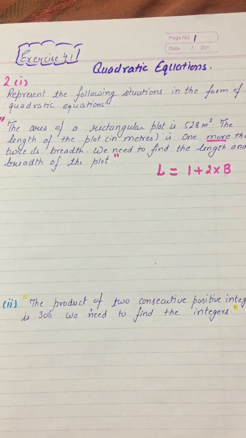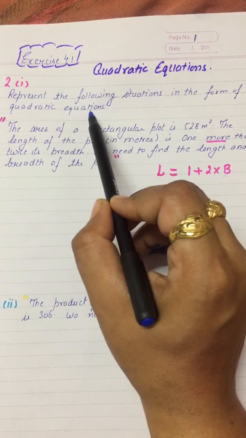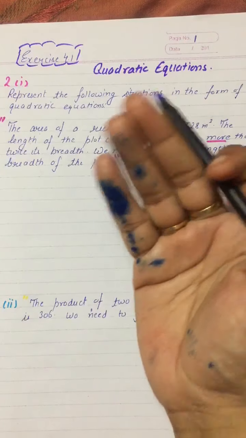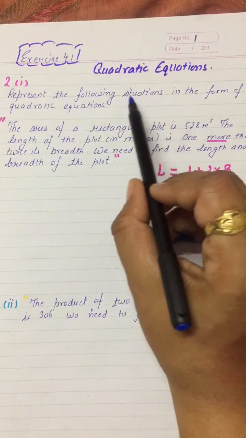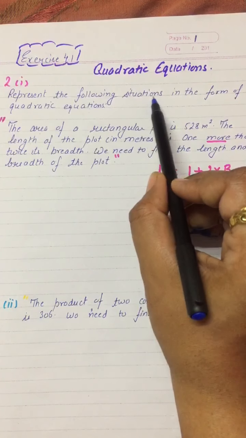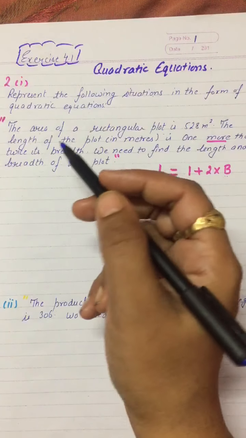Question number 2, the first part: represent the following situations in the form of quadratic equations. Here we are not going to solve the quadratic equation for finding the values of x and y. We simply represent the following situations in the form of quadratic equations, means we will frame the quadratic equations only.